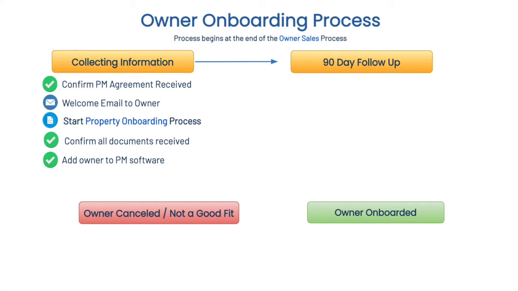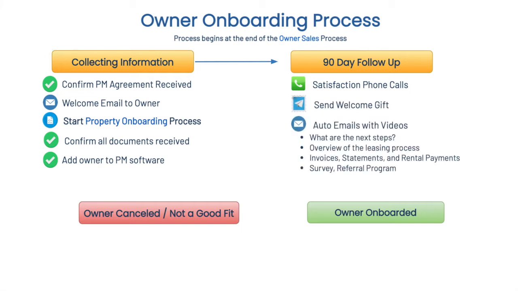This stage is your opportunity to create lifelong loyalty by providing the ultimate customer experience for your new clients. This stage includes steps such as mailing welcome gifts, regular check-in phone calls, and auto emails where you can include pre-recorded videos about next steps, what to expect in the leasing process, invoices, statements, and payments. Then the process moves into the owner onboarded stage, and at this point it is complete.